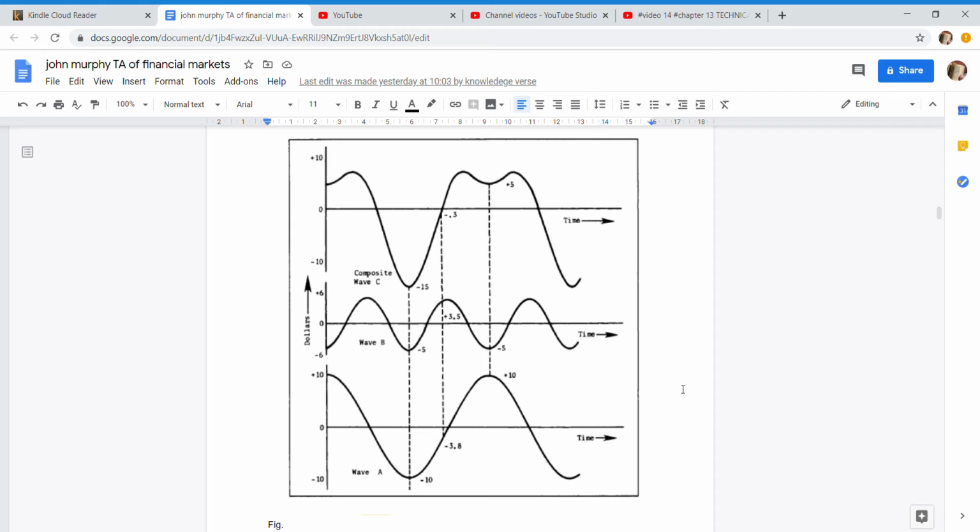Figure: The summation of two waves. The dotted lines show how, at each point in time, the value of wave A is added to the value of wave B to produce the value of composite wave C.